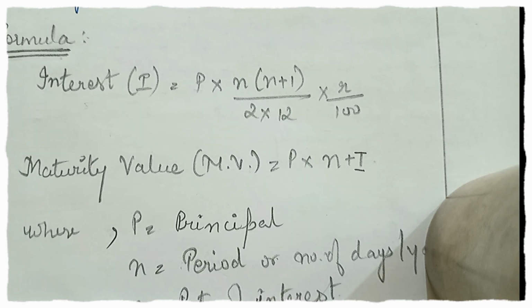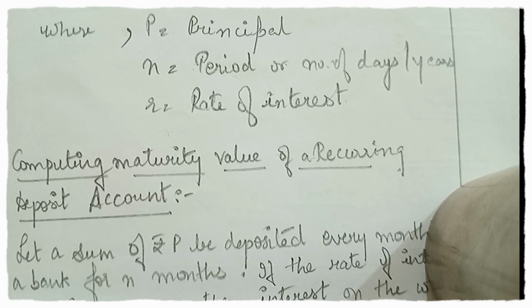Starting with the formulas, interest is equal to P into N, N plus 1 over 2 into 12 into R over 100. I shall be explaining in detail what P stands for, what N stands for, what R stands for. And at the same time, the second formula which is used is for the maturity value, which is equal to P into N plus the interest, that is I. Where P is the principal, N is the period or number of days or years, R is the rate of interest.